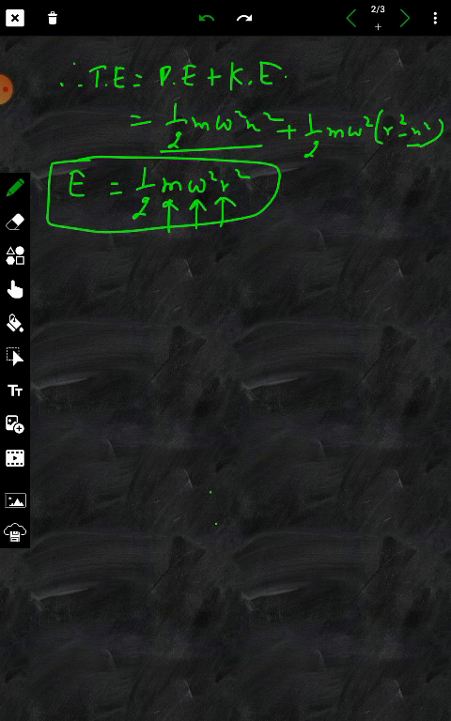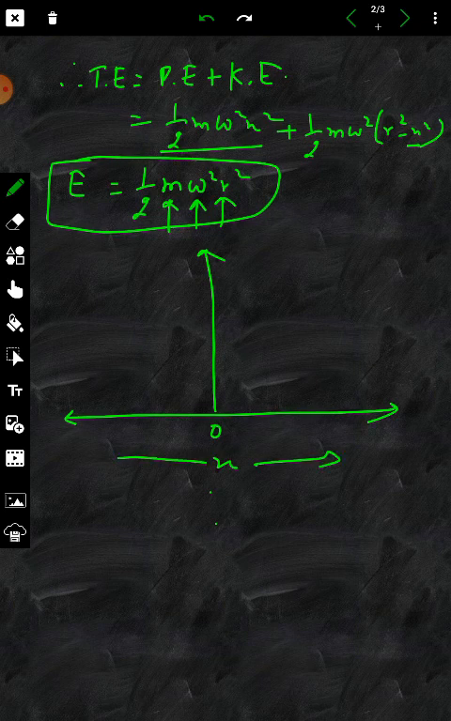We can also plot the total energy on a graph. This is the mean position, and this is the x in one direction and in the other direction. The total energy is something that remains constant. Along the vertical we are taking the energy. So this is the expression, or we can say the graph, for the total energy.